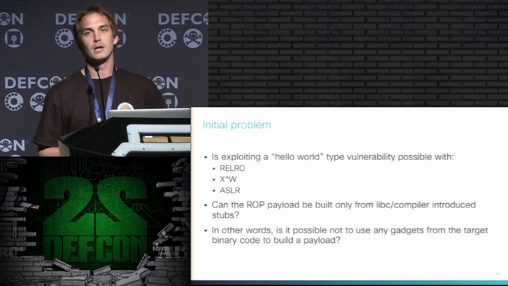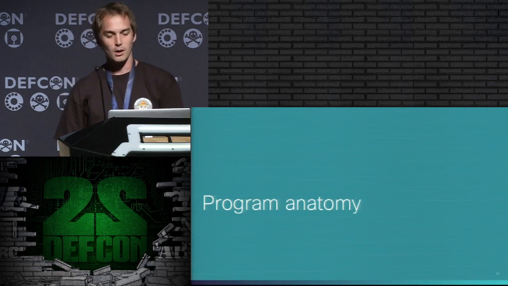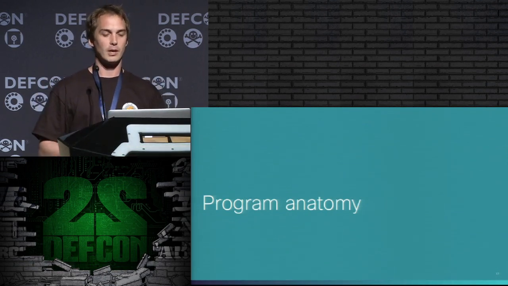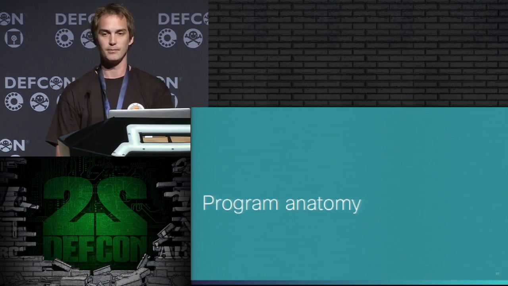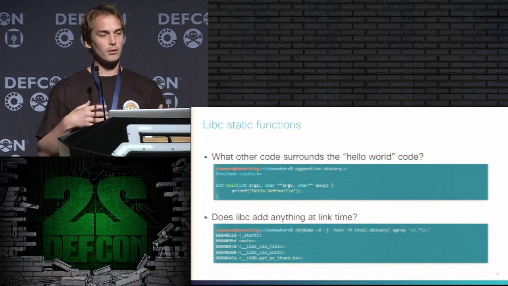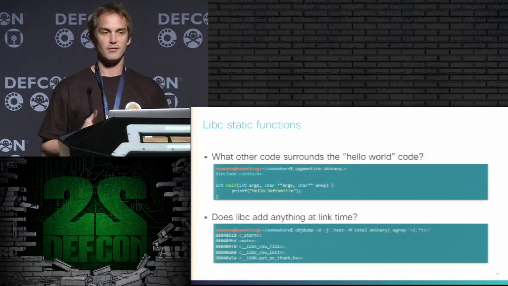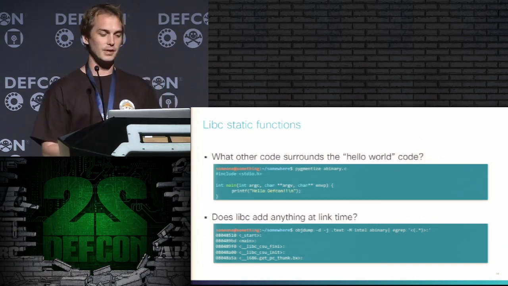So, in other words, is it possible to not rely at all on the target binary to generate a ROP payload? So I'll go through a bit how a program is built, how it's linked, and what happens, and we'll see what we get. All the following of this talk is going to be based on the gadgets I've been able to find here. Basically all the other stuff was done due to the gadgets which were made available to me.